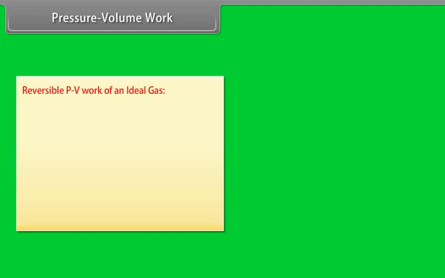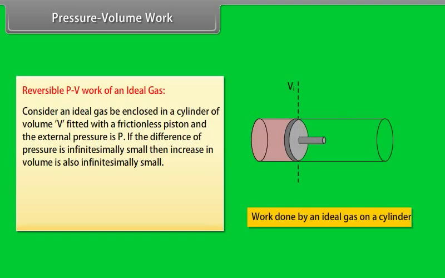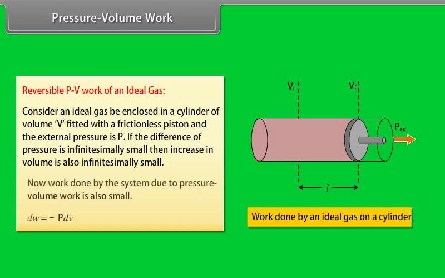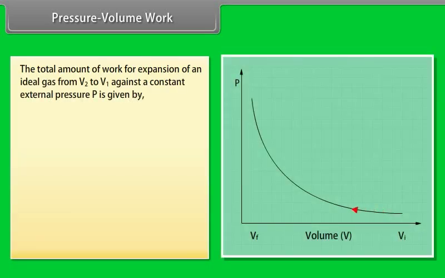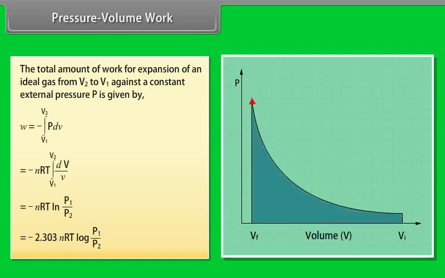Reversible PV work of an ideal gas. Consider an ideal gas enclosed in a cylinder of volume V, fitted with a frictionless piston, and the external pressure is P. If the difference of pressure is infinitesimally small, then the increase in volume is also infinitesimally small. Now, work done by the system due to pressure-volume work is also small. The total amount of work for expansion of an ideal gas from V1 to V2 against a constant external pressure P is given by minus 2.303 nRT log P1 upon P2.